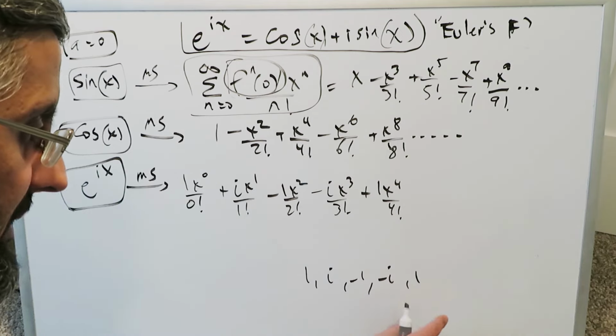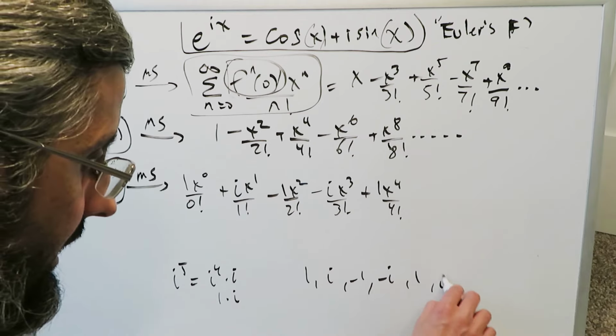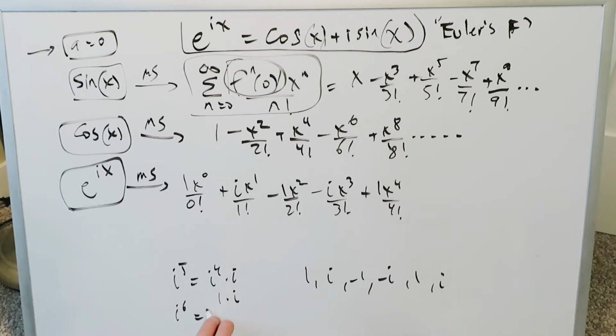If you go from here, then the next item, which would be i to the 5, would be what? i to the 4 times i. i to the 4 times i would be 1 times i, which is i. Then you're looking at i to the 6, which would be i to the 4 times i squared, which would be 1 times minus 1, which would be minus 1.